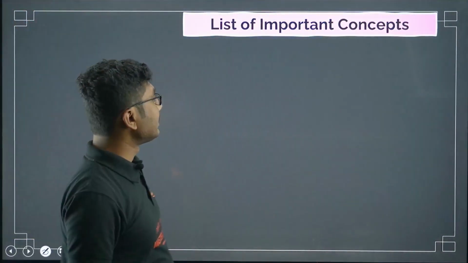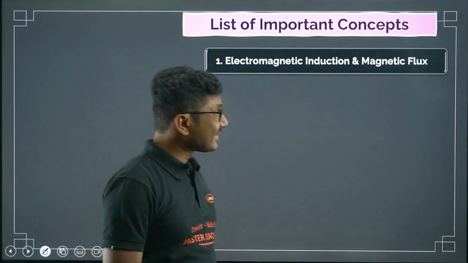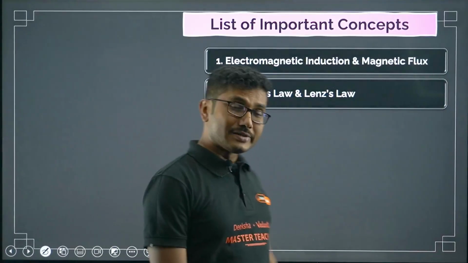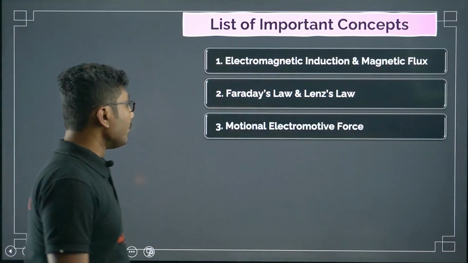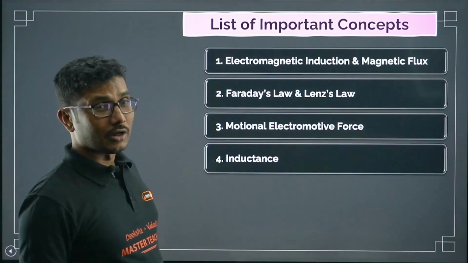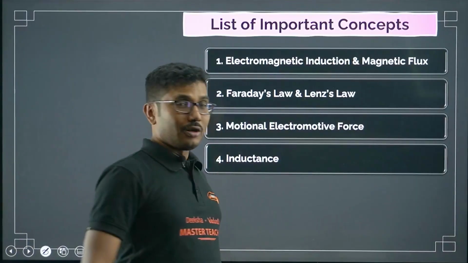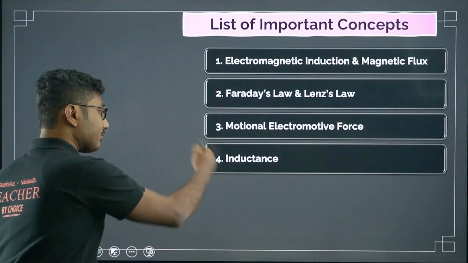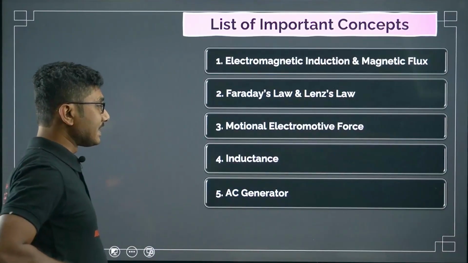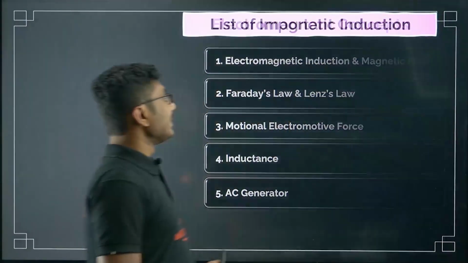First we are going to see all the important concepts: electromagnetic induction and magnetic flux, very important. Then we have Faraday's law and Lenz's law, both very important. We have motional electromotive force, then we have inductance, two types of inductance, mutual and self inductance, including all the formulas from inductance. Inductance is a very important concept from this chapter, and then we will discuss briefly about the AC generator as well. Now let's start with the session.